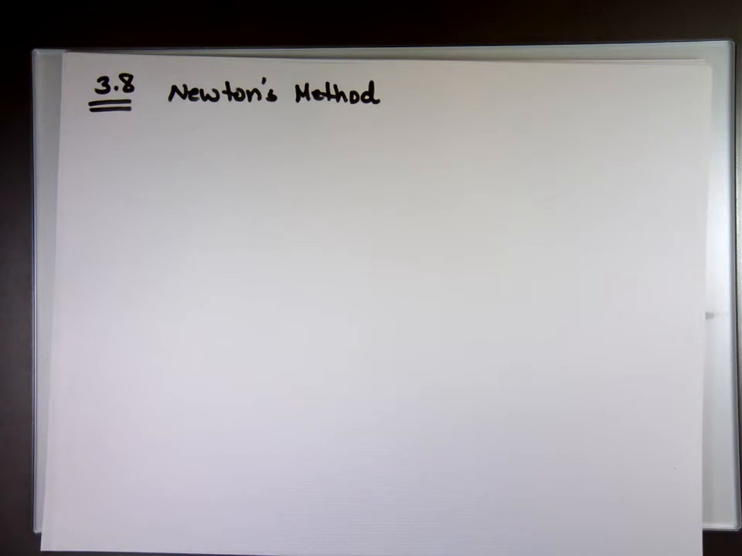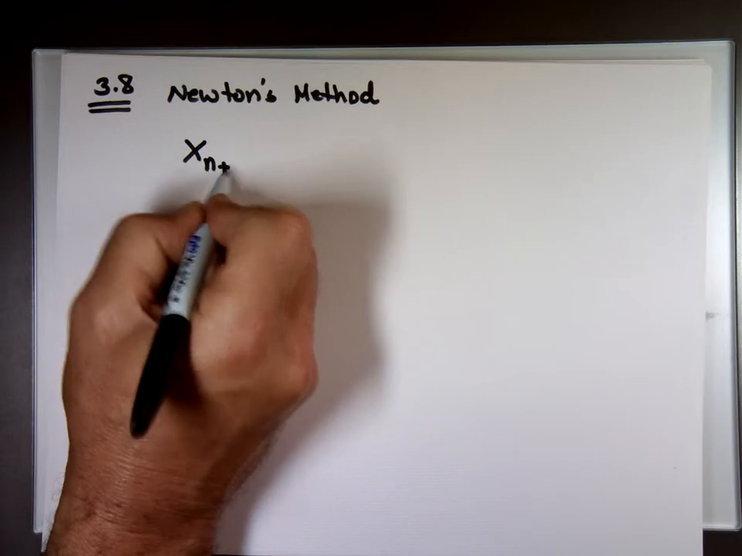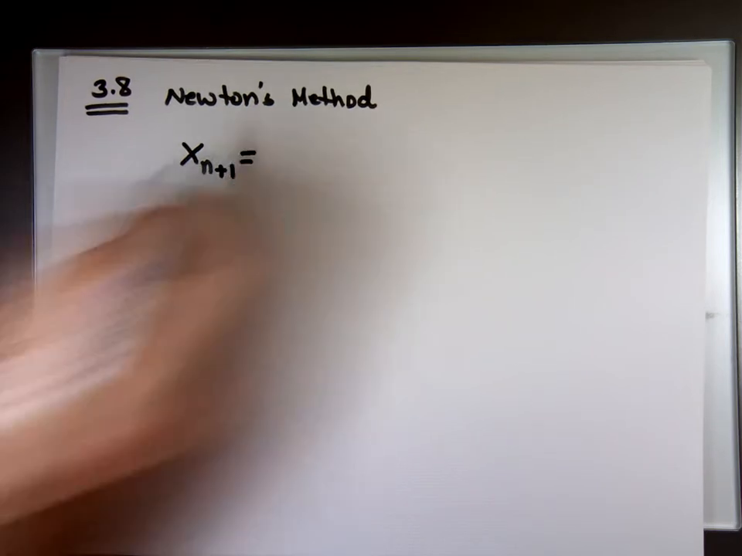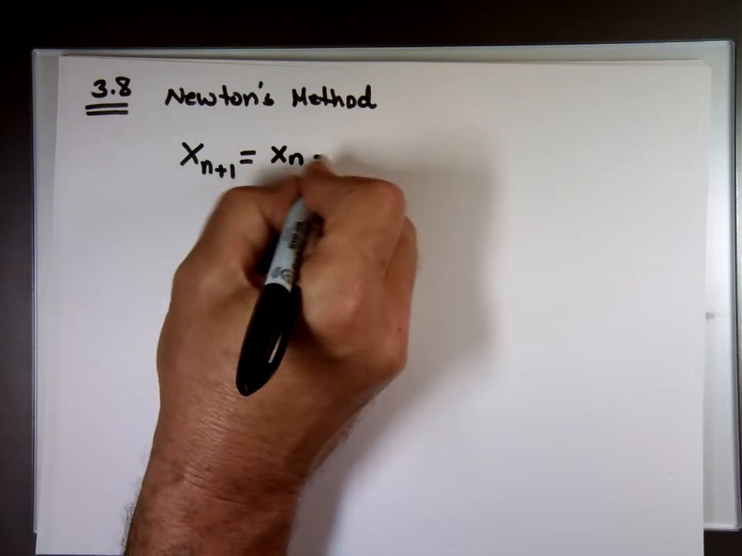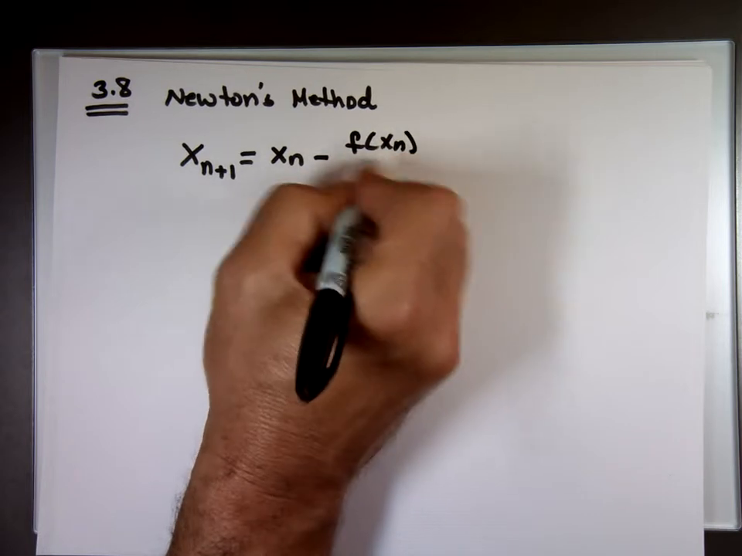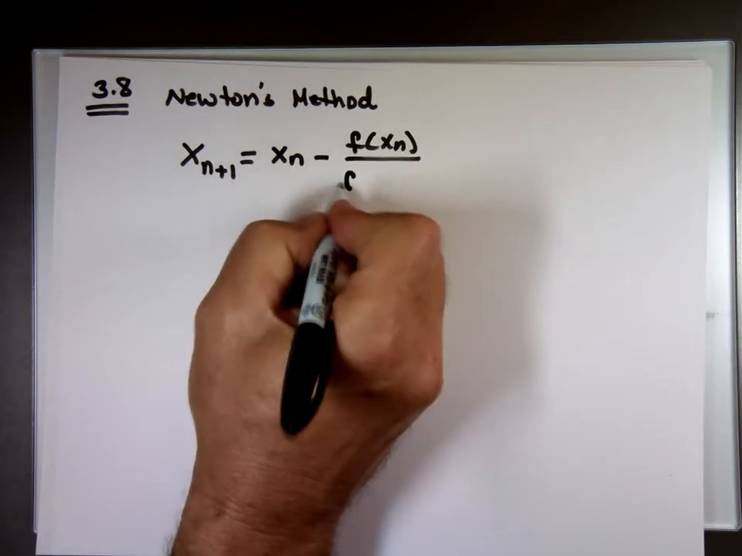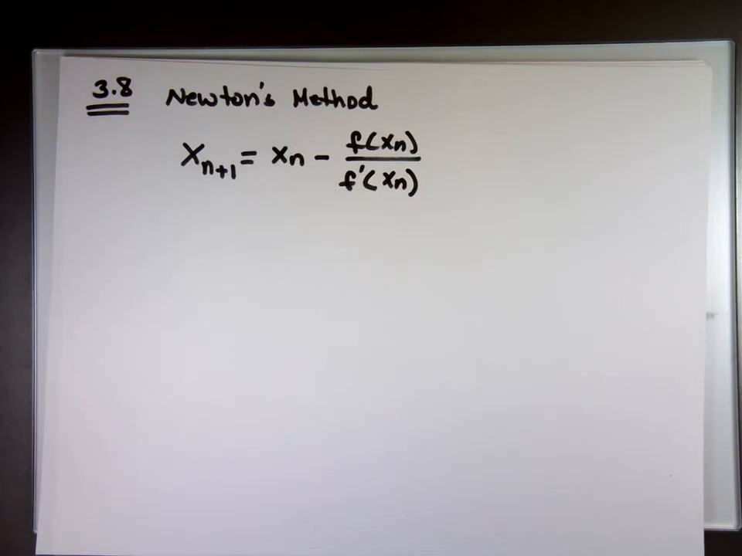Newton's method. Oh boy. Well, there's an equation that says the next point, x n plus 1, I'll just write it down and show you how to use it. It's x n minus f of x n over the derivative at x n. What does that mean?